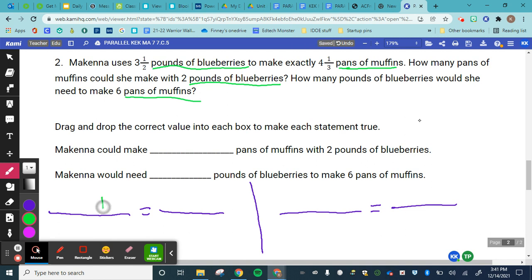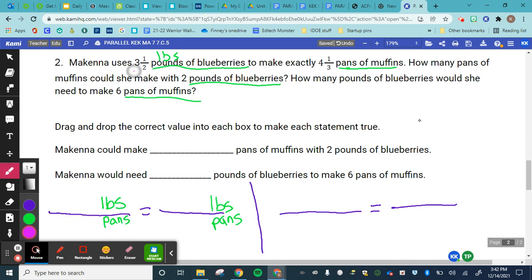So remember, pounds abbreviation is LBS. So I'm going to be comparing pounds and pans. If you really want to write pounds of blueberries and pans of muffins, you can, but I think this is a little bit easier. And then I write my units on both sides of my proportion.